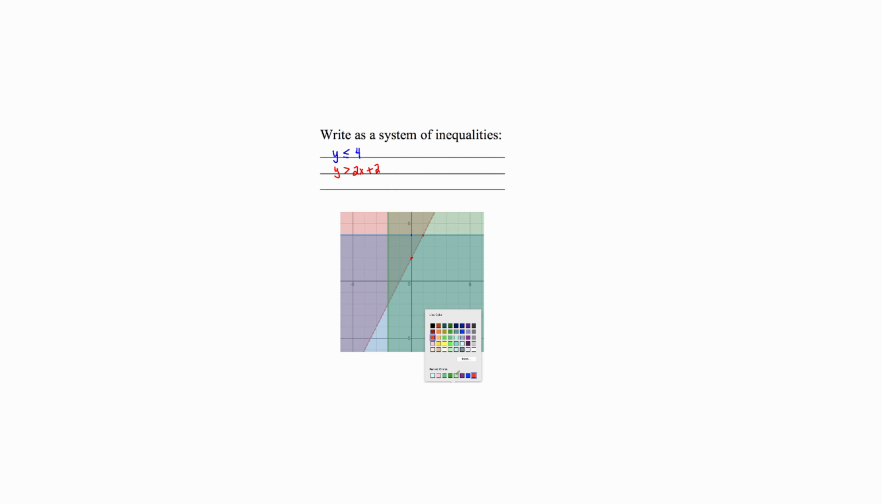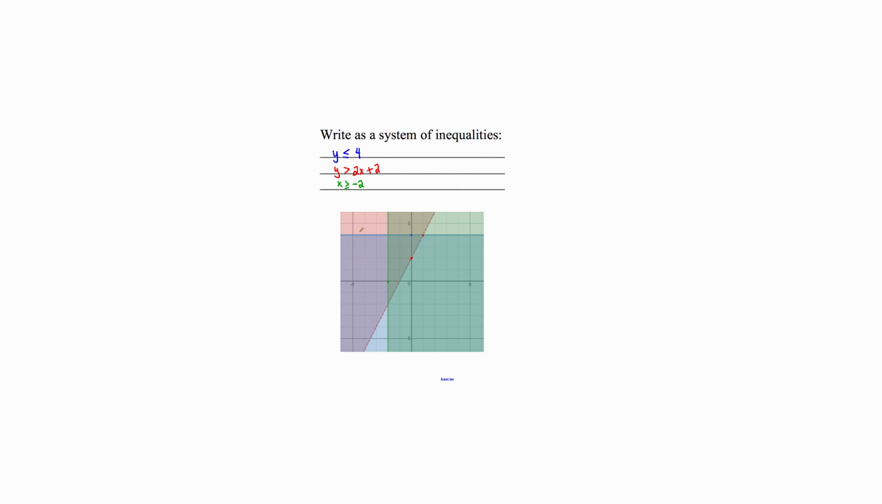The last one is my green line. And my green line is a vertical line through the point x is equal to negative 2. So just like before, I have what I would normally write as my equation, but now I'm going to change my symbol based on my line and my shading. My line is solid, so it's going to be greater than or equal to or less than or equal to, and my shading is done to the right of the graph. Well, my x values to the right of the graph are greater than x, so this is going to be greater than or equal to.